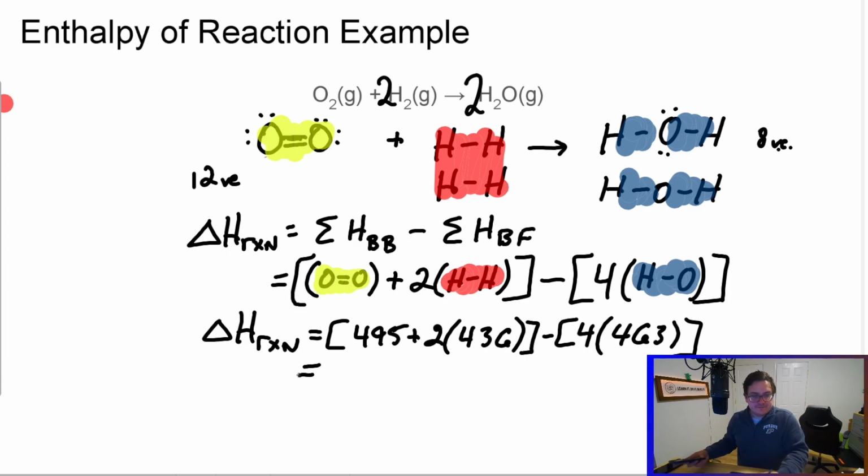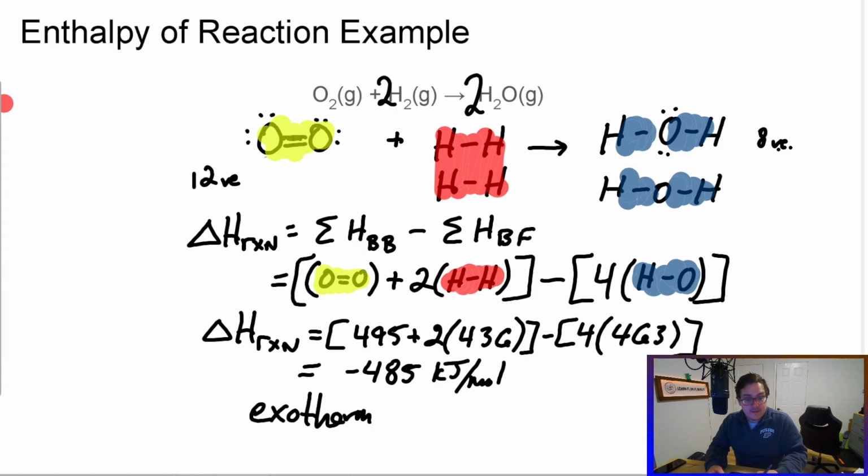Good stuff. Let's try it out. Bracket 495 plus 2 times 436 minus 4 times 463. And I get an answer of negative 485 kilojoules per mole. So 495 plus 2 times 436 minus 4 times 463. Looks good with me. This is another exothermic reaction, meaning it's going to get hot. It's going to release a lot of heat energy.